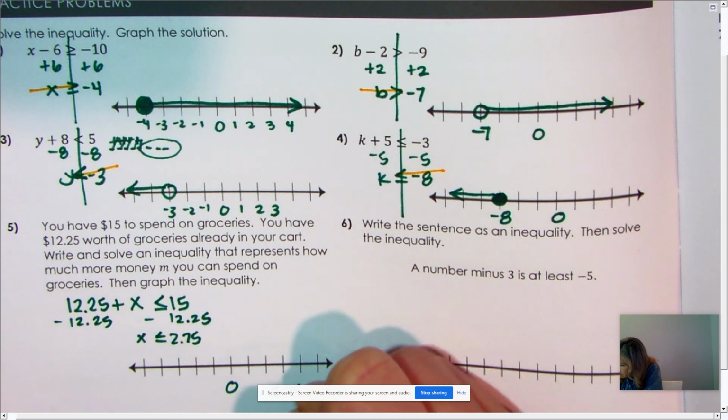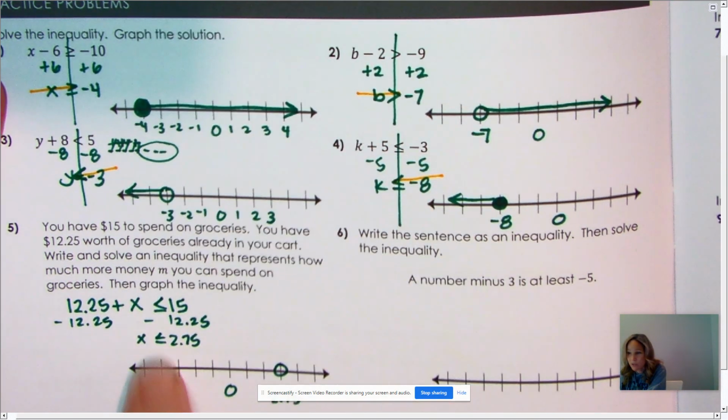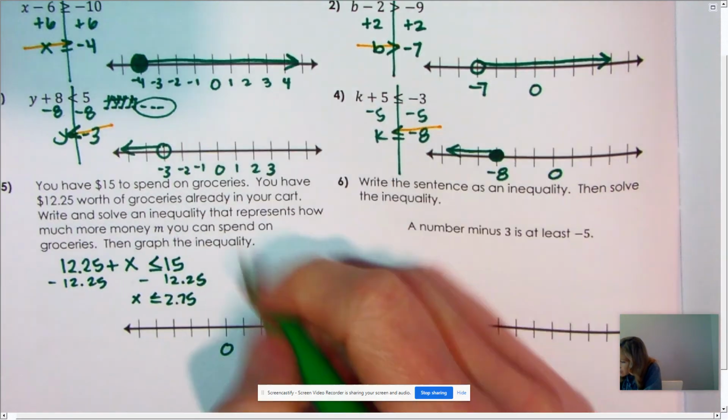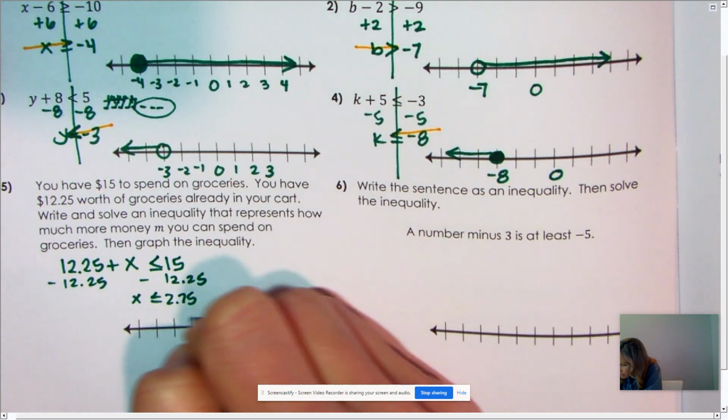So again, I just put a 0 there. I'd put $2.75. I'd have my students draw a circle. Because it could be equal to, we color it in. And then X is less than, so we go to the left.